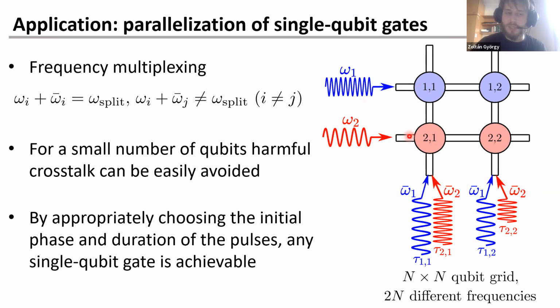And so it makes possible having a very high resolution in frequency. And if we have a high resolution of frequency, then we can have a relatively large number of qubits without significant crosstalk. And using the initial phases of these pulses on the vertical lines and also the duration of the pulses, we can achieve any single qubit gate on this n times n qubit grid.